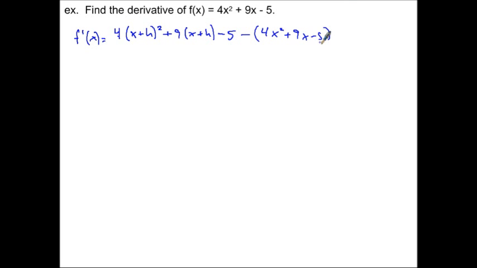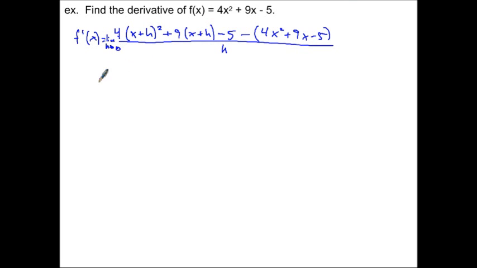Now I know we've done this before, but we haven't used the fancy terminology, so here we go. Find the derivative of f of x equals 4x squared plus 9x minus 5. Again, the derivative equals the good old f of x plus h thing, so I've got 4 times the quantity x plus h squared plus 9 times x plus h, and then the minus 5, and then minus the original f of x, 4x squared plus 9x minus 5. And again, that's all on top of the h, and I forgot to write it in there. Please forgive me. Limit as h approaches 0.